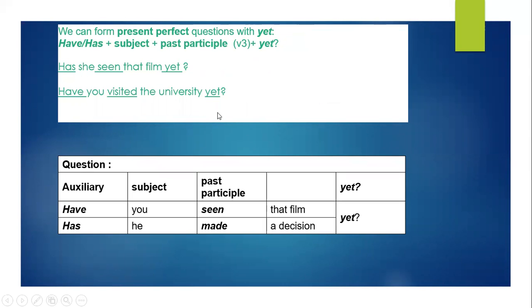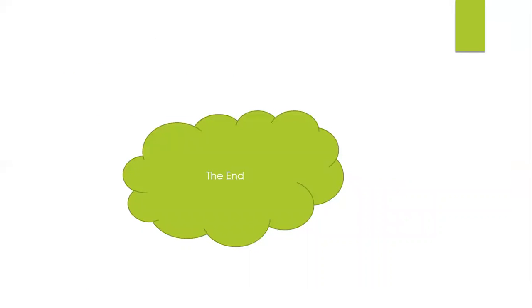It's very easy. So what is the function of present perfect? We use it for an action that happened in the past and continues into the present. That's enough for today.